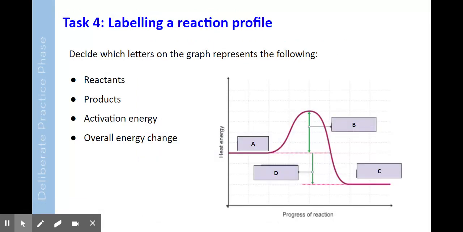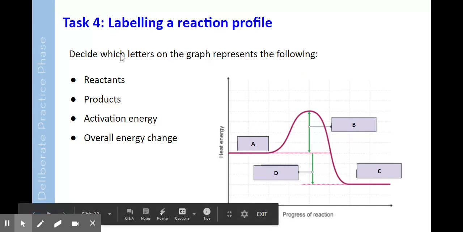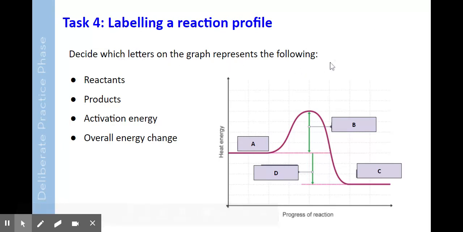Now, what I would like you to do is task 4 on your student worksheet, which shows this graph. I would like you to decide which letters on the graph represent the following points. Which letter is the reactants? Which letter shows the products? Which letter shows the activation energy? And which letter represents the overall energy change? So pause this video, go and complete this task on your student worksheet by adding in the letters for your answers, and then come back to find out if you were correct.